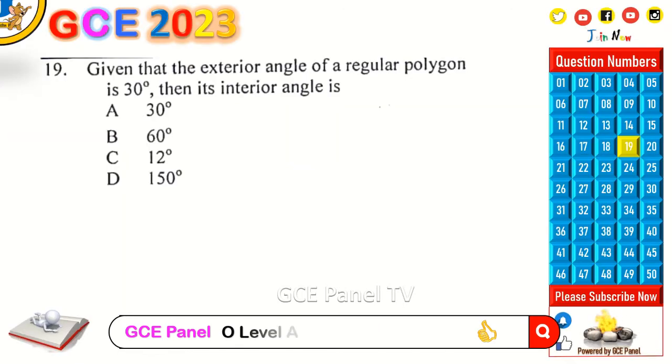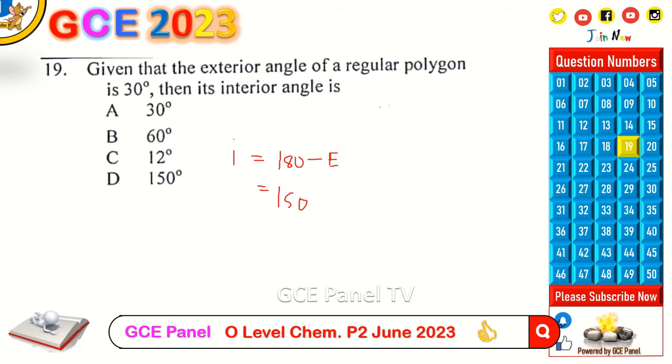Question 19. Given that the exterior angle of a regular polygon is 30 degrees, then its interior angle is, for you to get the interior angle is just equal to 180 minus exterior angle. Okay, so what will be 180 minus 30? That will just give us 150. So we have 150 what? 150 cocoyams, 150 degrees. Thank you. Question 20.